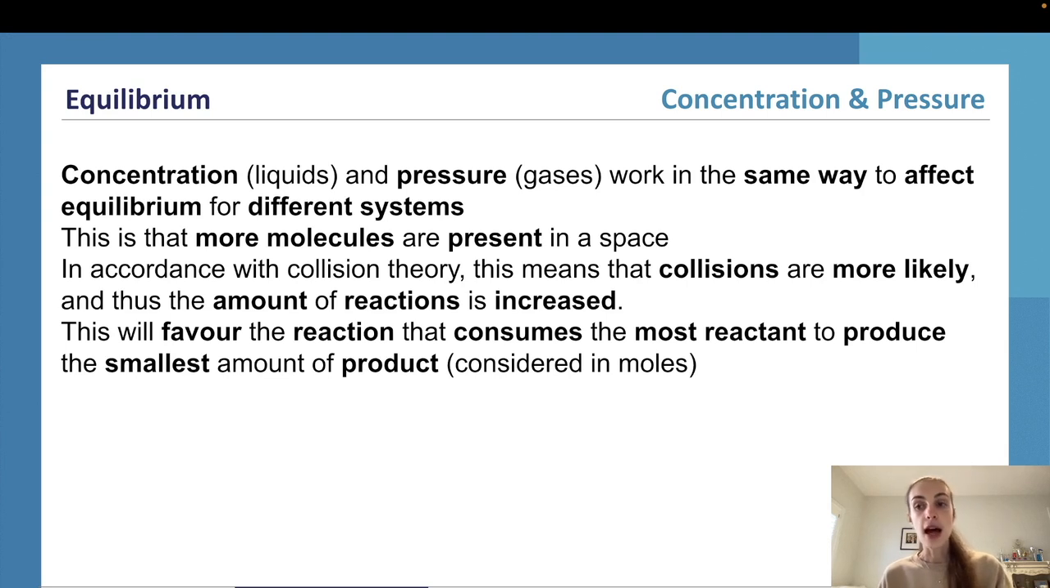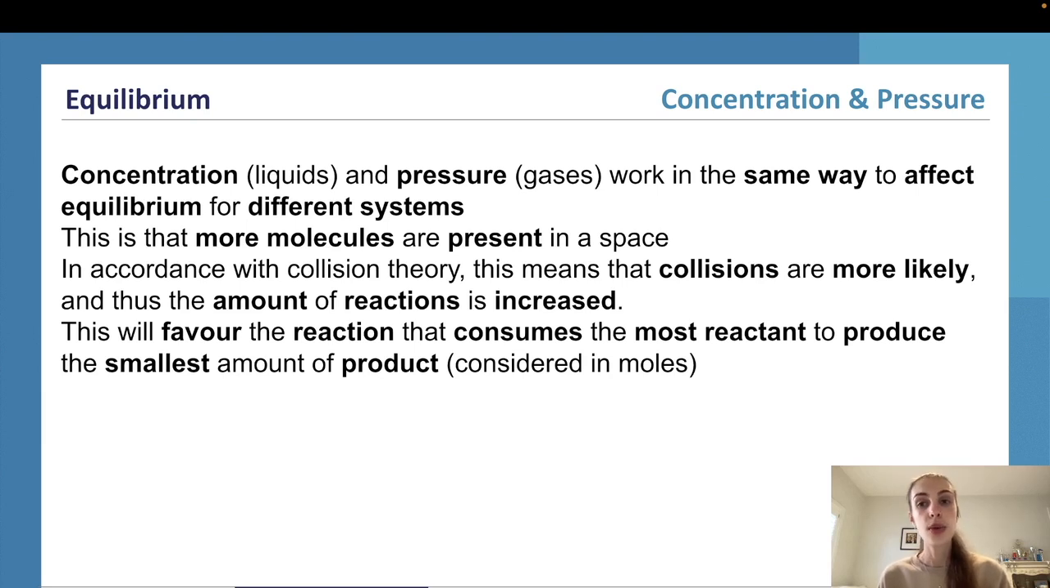Then on the flip side, if we're to decrease the pressure, that's the same as decreasing the concentration and making the container bigger. So there's more space which the gases can then occupy, and so they want to produce the most moles of gas in order to occupy all of that space, and so they will favor the side of the reaction which has the most moles of gas.